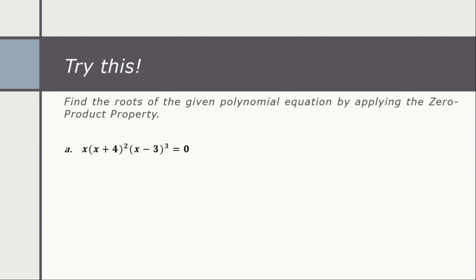Now, grab your pen and paper and find the roots of the given polynomial equation by applying the zero product property. The given equation is x multiplied to the quantity x plus 4, which is raised to 2, multiplied to the quantity x minus 3, which is raised to 3, equals 0.